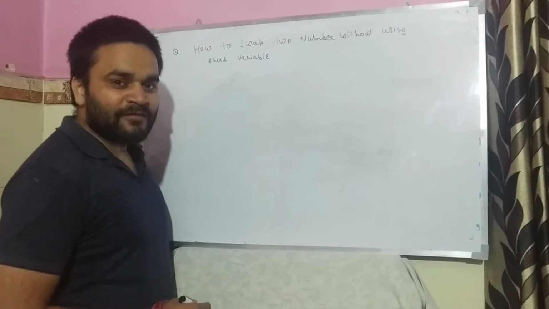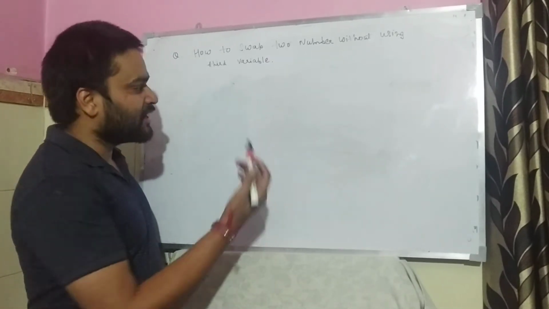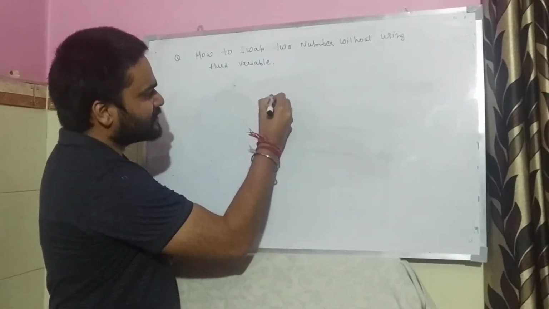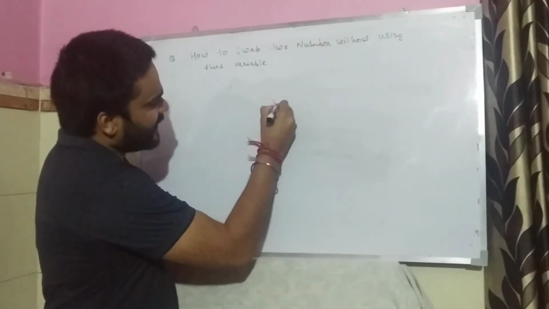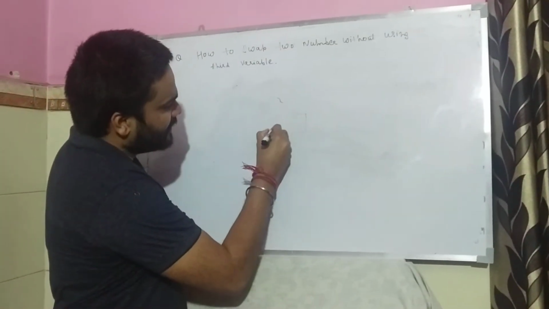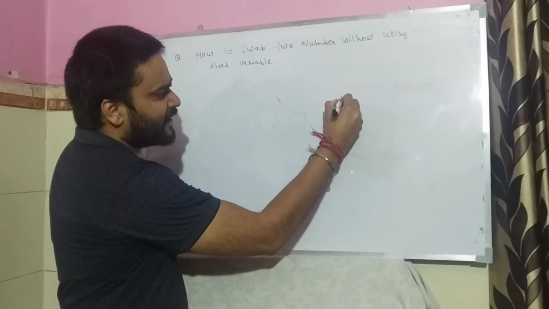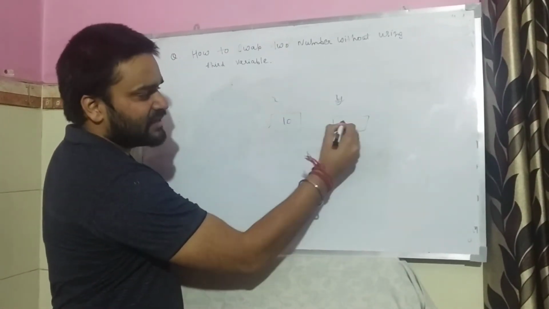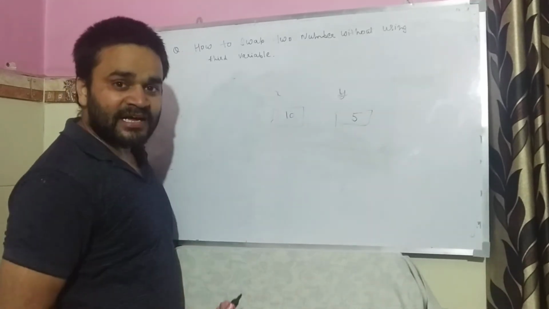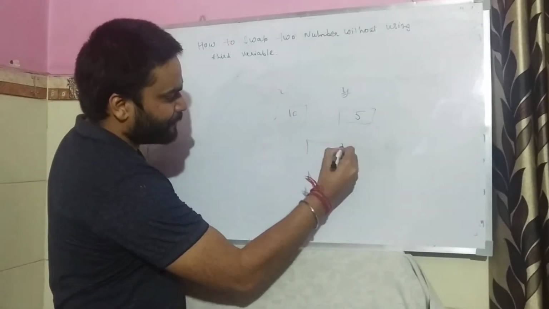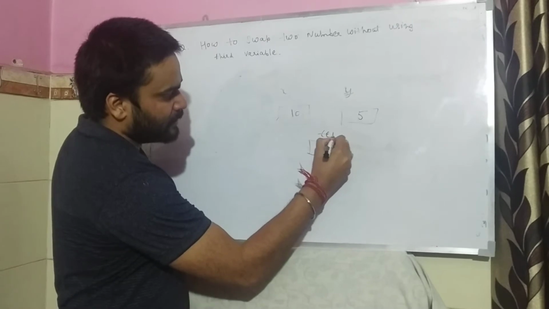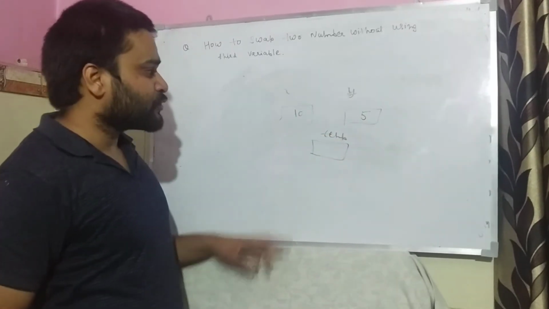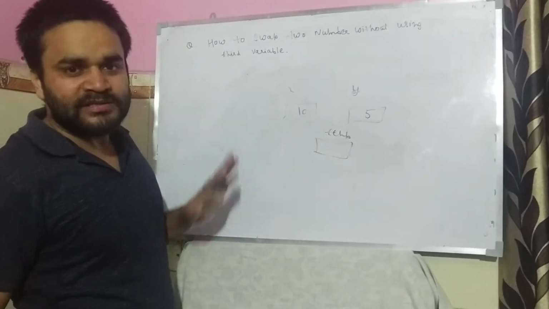Let's solve this question. First, take the third variable temp. Let my first number be x, second number be y. x is 10, y is 5, and let's take a third variable, that is temp. So you have to swap these two numbers with the help of this temp variable.